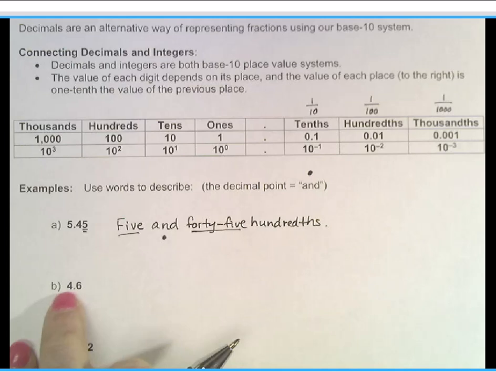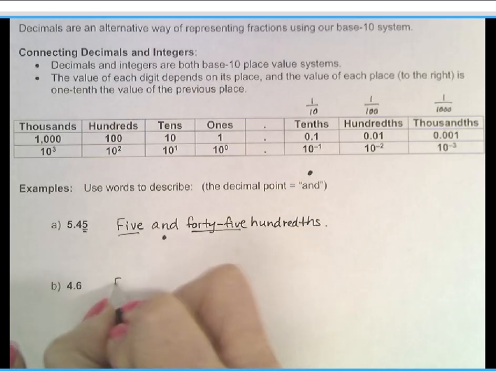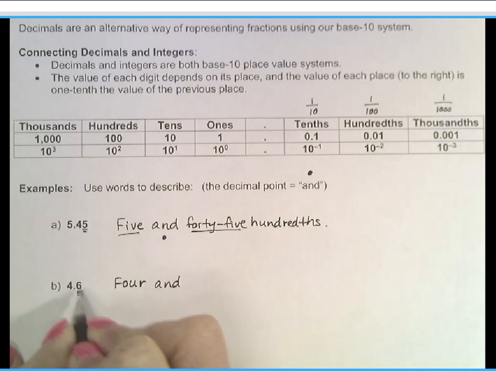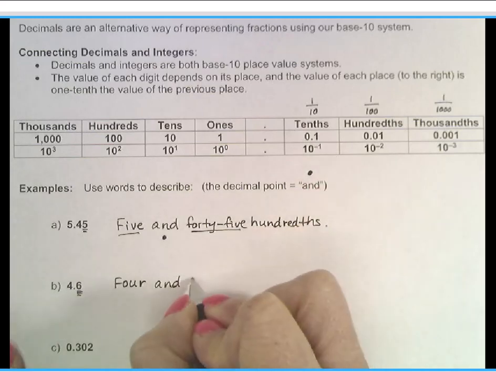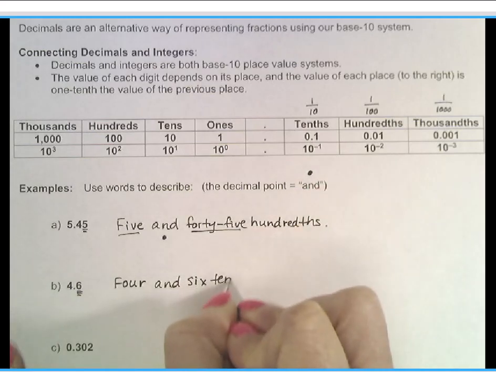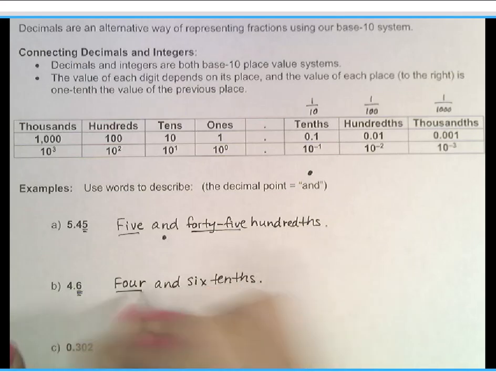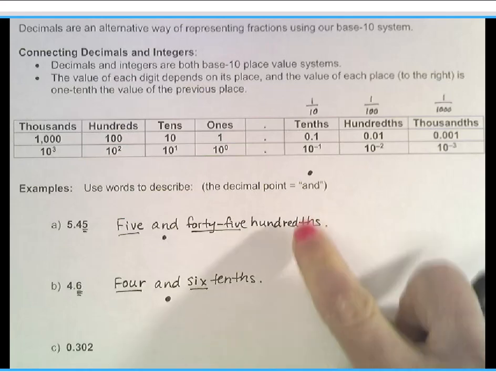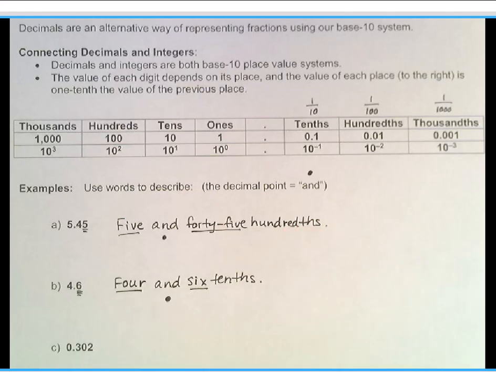The next one, a lot of times people just say 4.6, but to say it properly, it's 4 and one decimal place is the tenths place. So we say 6/10. So 4 and 6/10. So you're always ending with the last place value that the number's in.